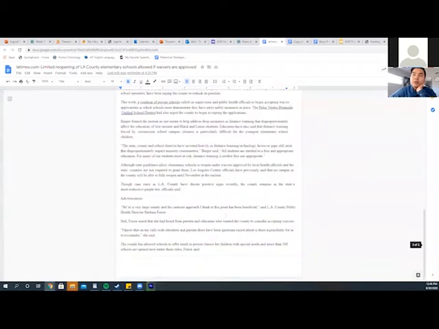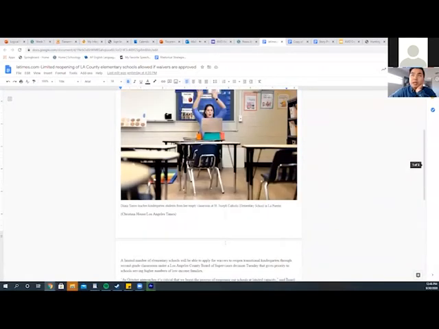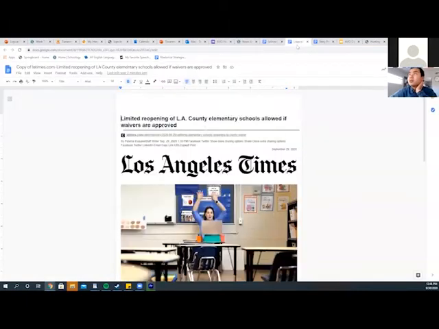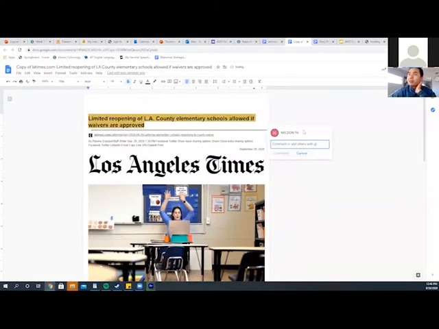All right, so this is an article. It's a shorter article that I found online about schools and reopening. All right, so the title, limited reopening of LA County elementary schools allowed if waivers are approved. So this came out recently. All right, so let's comment on this. So highlight this, and usually a little box comes up. Sorry, let me mess with this one so I don't ruin the original one. So a box comes up, right? And then I want you to add comment.